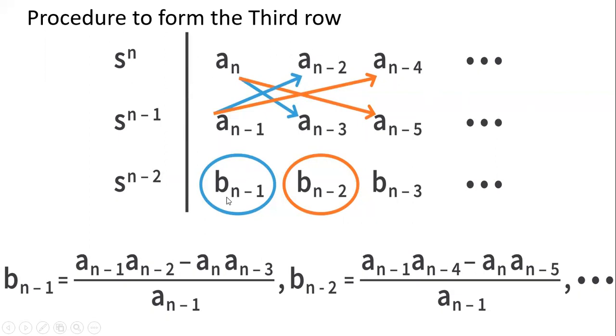For the third row, we have a procedure. To get b_(n-1), we take a_(n-1) times a_(n-2) minus a_n times a_(n-3), divided by a_(n-1). That's the first step. Then, if you want to get b_(n-2), similarly, a_(n-1) times a_(n-4) minus a_n times a_(n-5), divided by a_(n-1). You observe the gray lines here. We are always starting with a_(n-1), so that's how it goes.